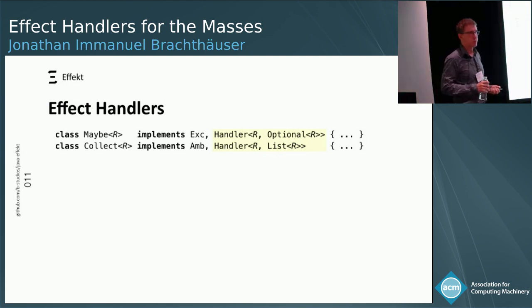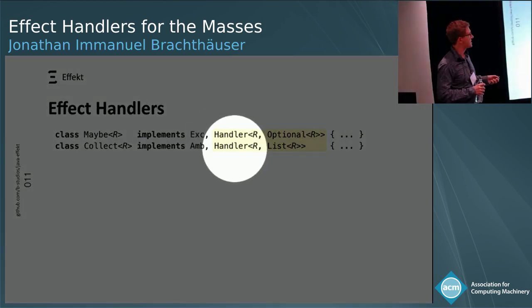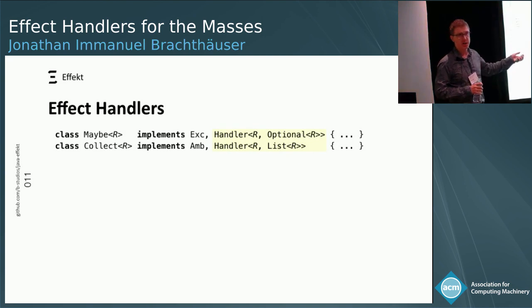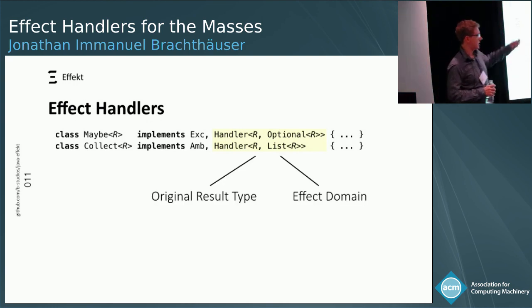Typically, when a program would return something of type R, now the handler is able to transform this into, for the maybe case, optional R, and for this collect implementation, list of R. On the left-hand side, we see the original result type. The right-hand side, we call the Effekt domain.